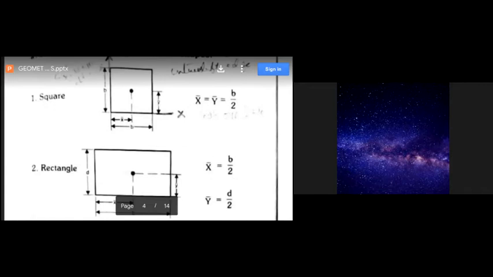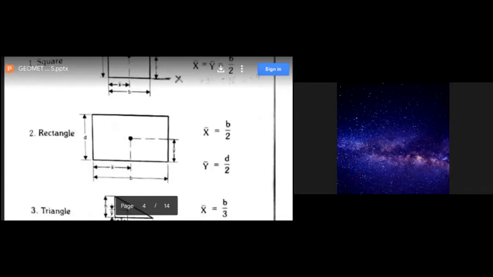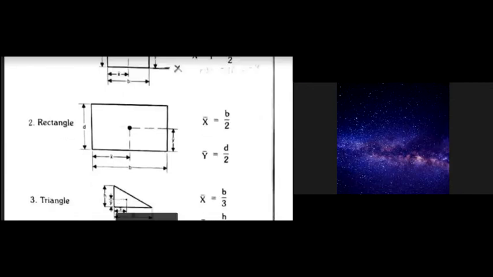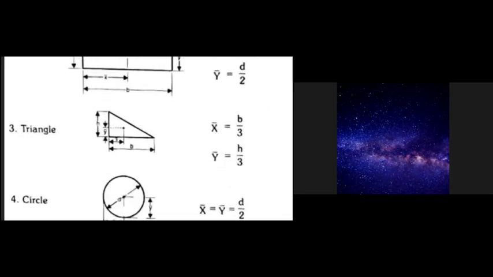Similarly for a rectangle, the standard formula gives the distance of the centroid from its bottom and from the extreme left edge of the section. Let b be the length of the rectangle and d the depth. Then x bar is equal to b by 2 and y bar is equal to d by 2. And if the section is a right angle triangle, the dimensions are b, the base of the triangle, and h, the height of the triangle.